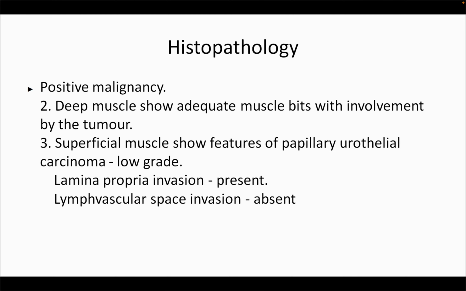Even if it is low grade, you have to look at all the features: lamina propria invasion, lymphovascular space. Low grade tumor with involvement of the muscle. This is where it is important for the endoscopic surgeon to label the specimen correctly, because the pathologist does not know. He is getting one lump of tissue. So you have to be sure, because ultimately you will have to decide what treatment is to be given.